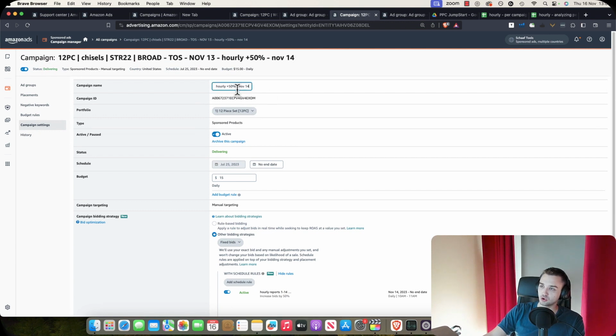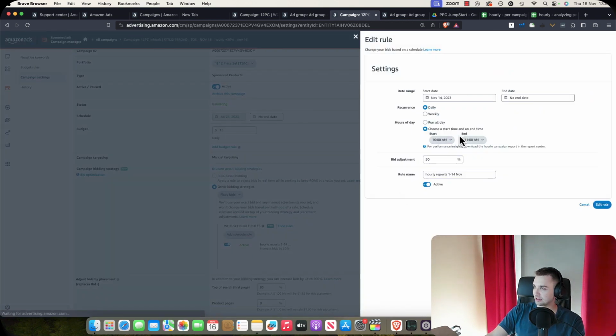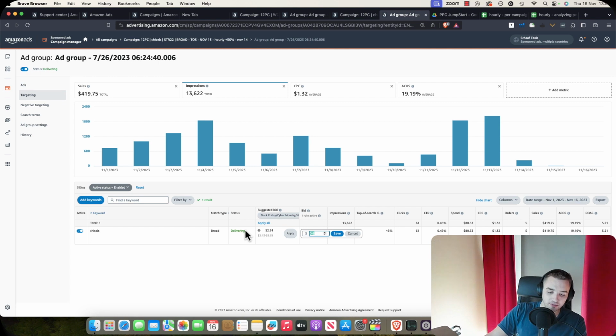So I'm going to make a note here, and this is what I also recommend you to do. Any changes you make to your campaigns, placements, hourly scheduling rules, you add a date when you made the change, and then you add the change you made. So I'll say November 16, and I'm going to go here and edit that rule, 25%. And this bid, like we discussed, is going to be 90 cents.